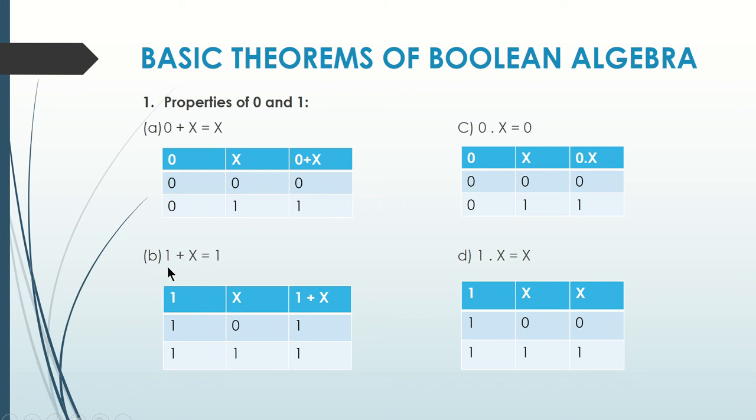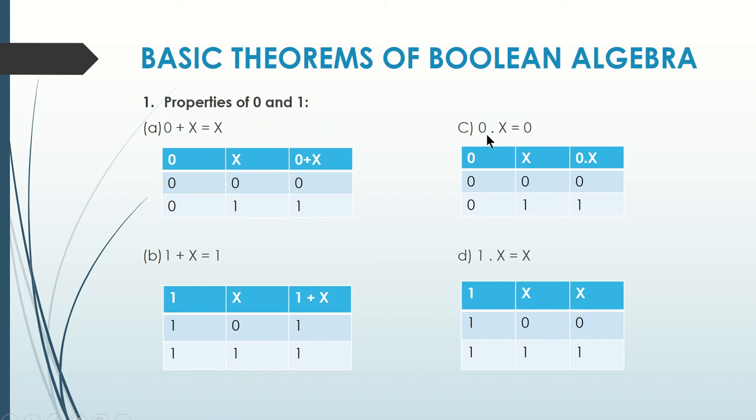Similarly, 1 plus x is equal to 1, irrespective of the value of x. If you add 1 to any value, the result is 1, because it is an OR operation. If any one value is high, the result is high. So 1 is one value, and x can be 0 or 1. So 1 plus 0 is equal to 1 and 1 plus 1 is equal to 1 only. So this is another property.